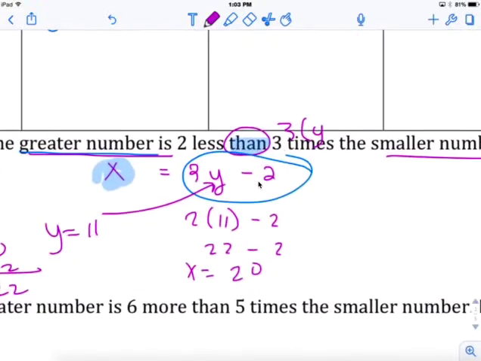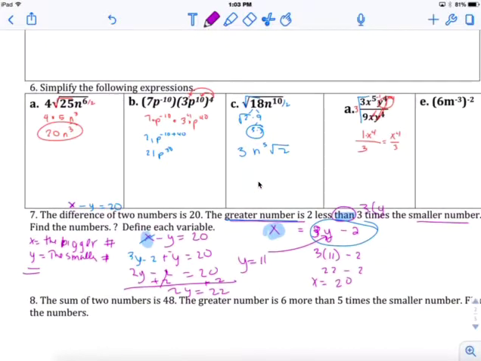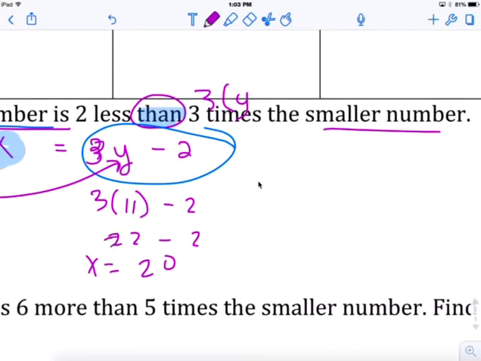Oh, it's 3. Oh, I wrote it wrong. That's why it didn't work. I went back and checked. 20 minus 11 is not going to work. So that's 33.